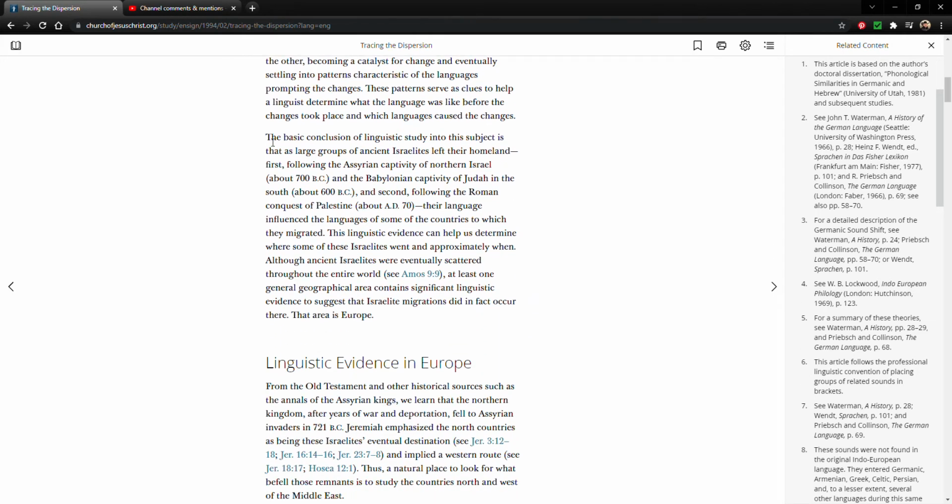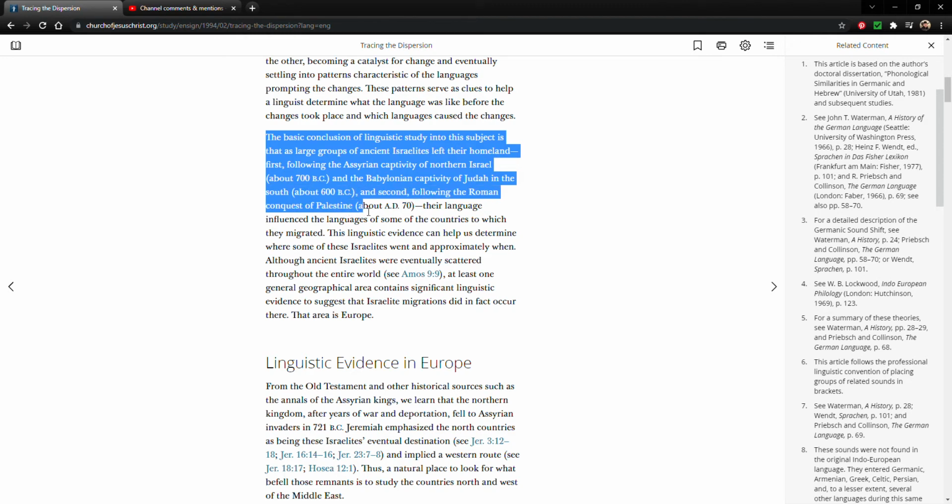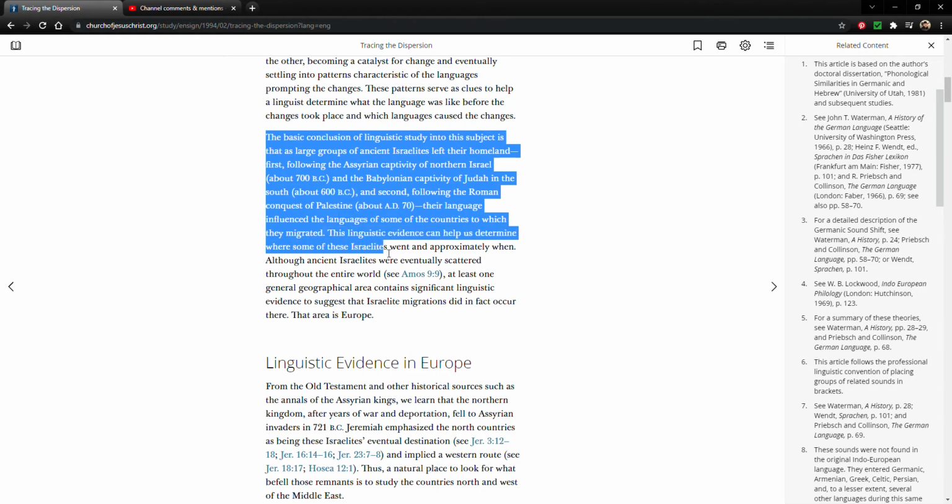Okay, so the basic conclusion of linguistic study into this subject is that as large groups of ancient Israelites left their homeland, first following the Assyrian captivity of northern Israel around 700 BC, and the Babylonian captivity of Judah in the south around 600 BC, and second, following the Roman conquest of Palestine around 70 AD, their language influenced the languages of some of the countries to which they migrated. This linguistic evidence can help us determine where some of these Israelites went and approximately when.